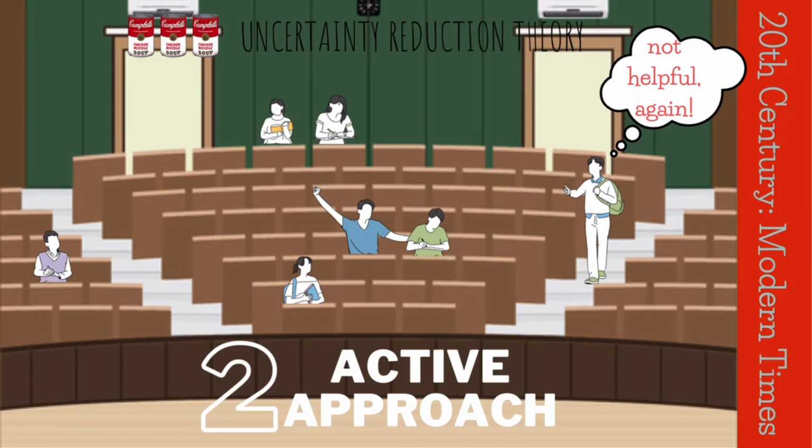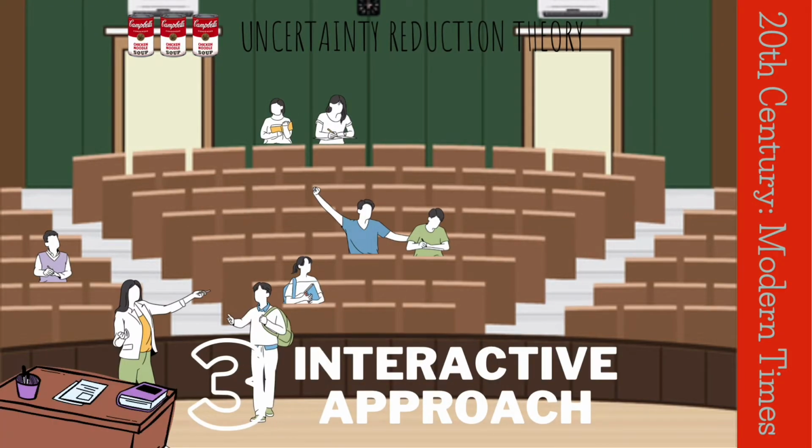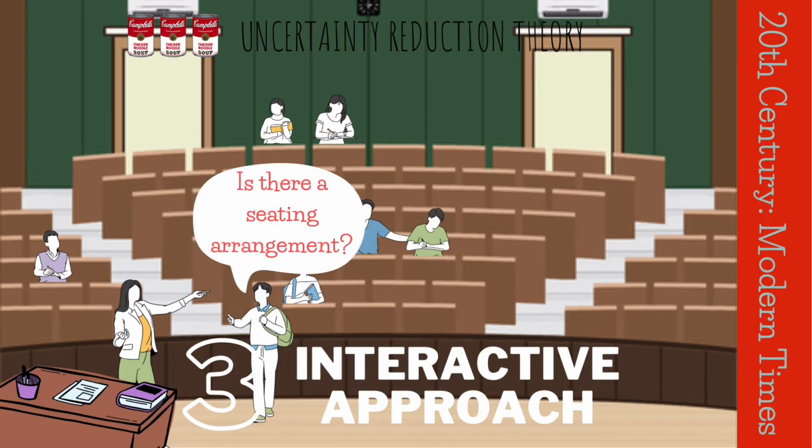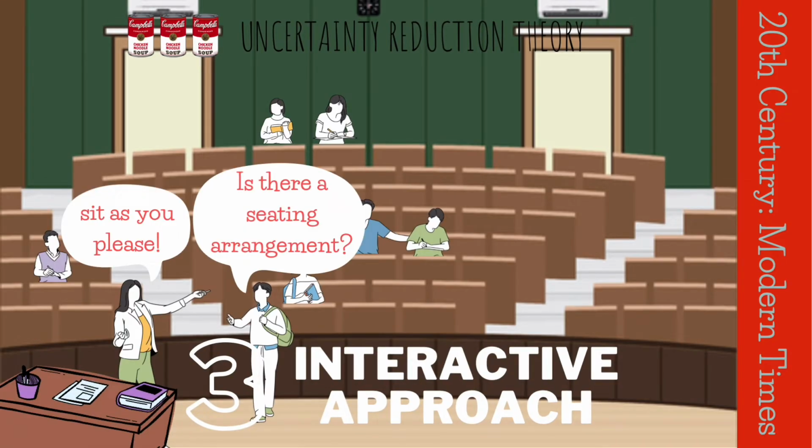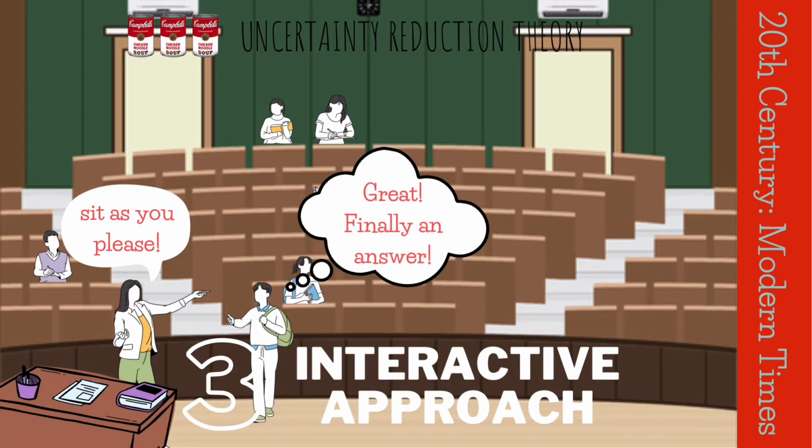This leads us to the third and final strategy, the interactive approach. You decide to approach the professor, who is setting up at the front of the lecture hall. You politely ask if there is a preferred seating arrangement or if it's entirely your choice. The professor kindly informs you that the seating is entirely flexible and you can choose where you feel most comfortable. In this scenario, the interactive strategy proves invaluable in reducing your uncertainty and guiding you towards the correct action.